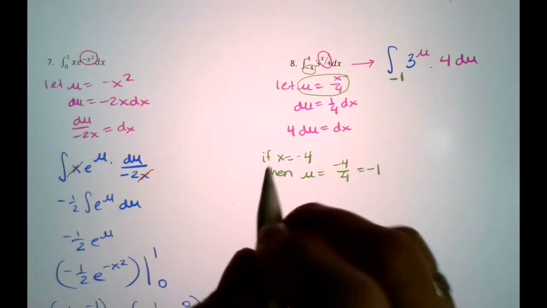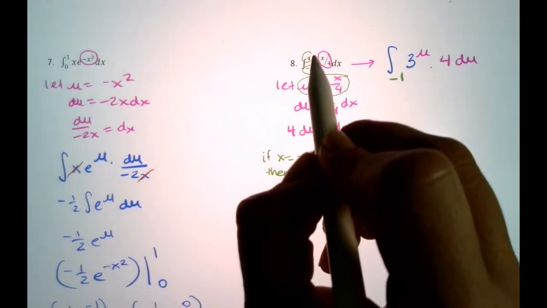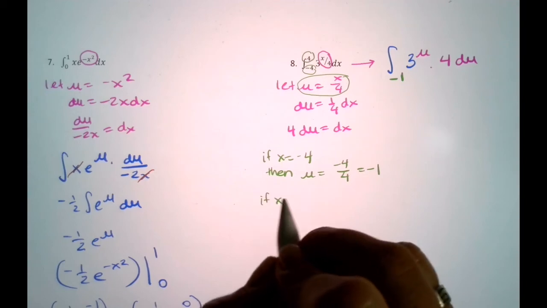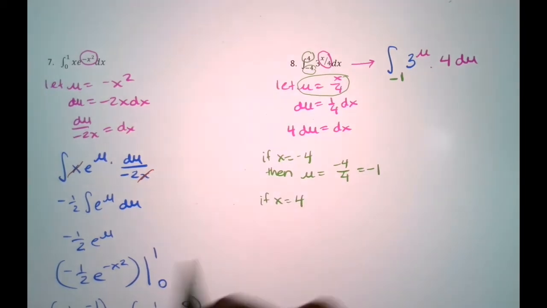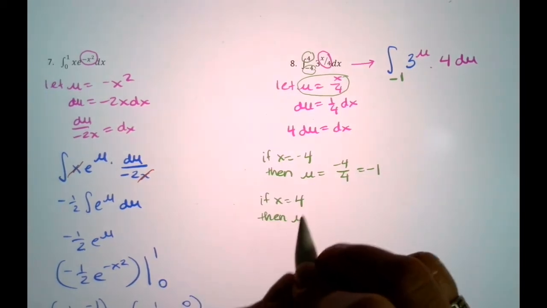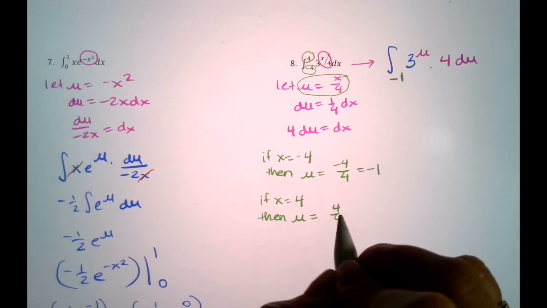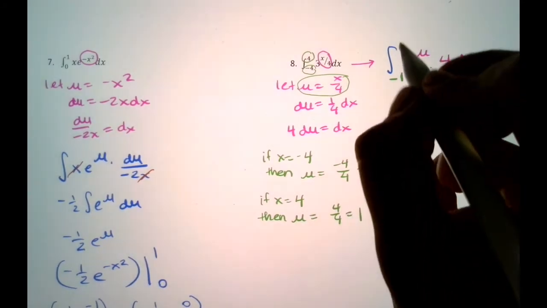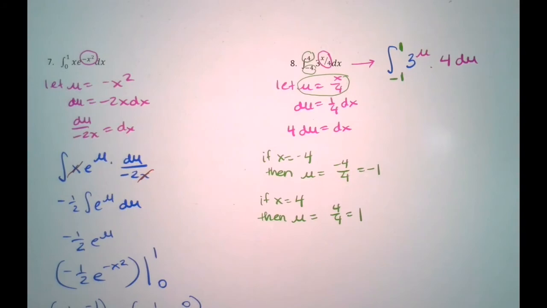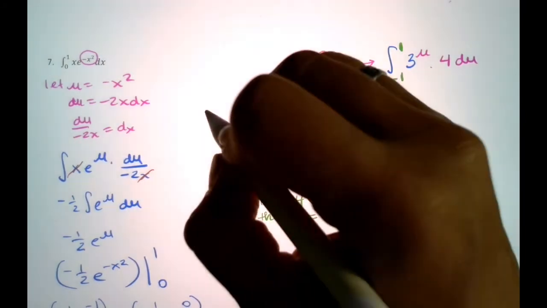I'm going to do the same thing on the upper limit of integration. There, I can clearly see x is 4. Then I can convert that over to u too. Then u equals 4 divided by 4, which is 1. So here's another way of addressing it. This is what's called a complete change of variables.